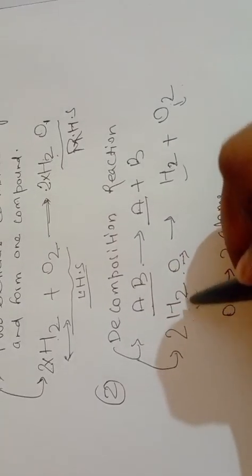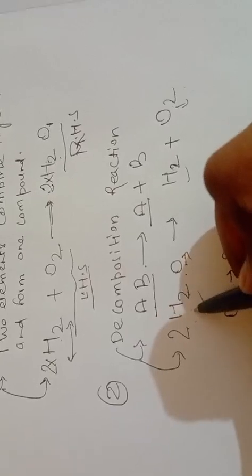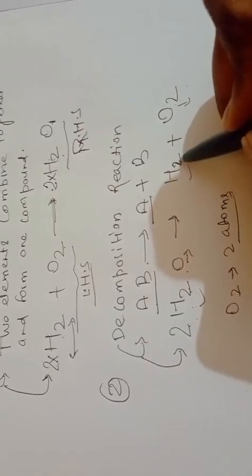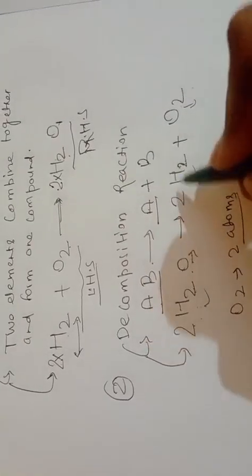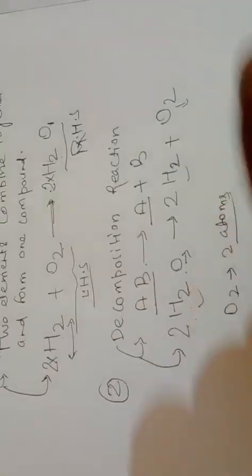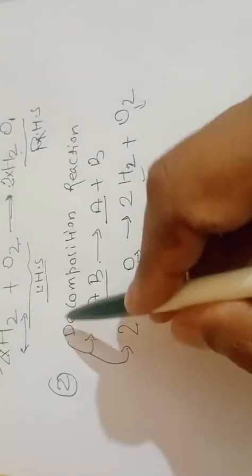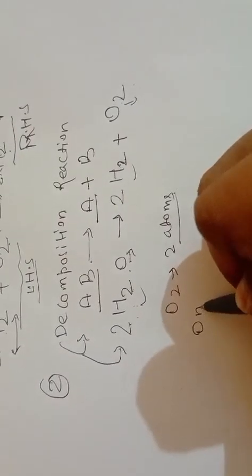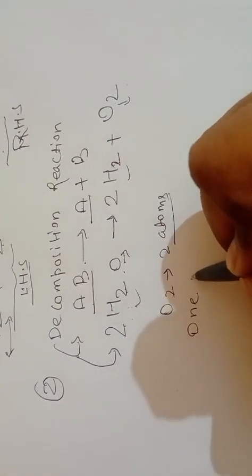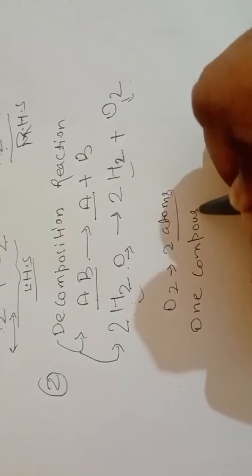Now again for hydrogen, there are four atoms of hydrogen on our left hand side, but we have only two atoms, so we multiply by two. So finally 4 hydrogen atoms are also present. So the equation is now balanced, and our definition of decomposition is that one compound decomposes into smaller elements.